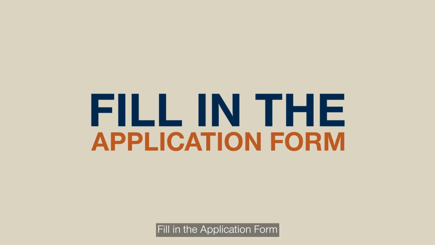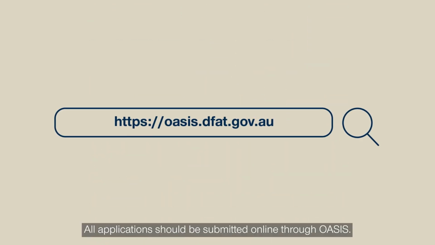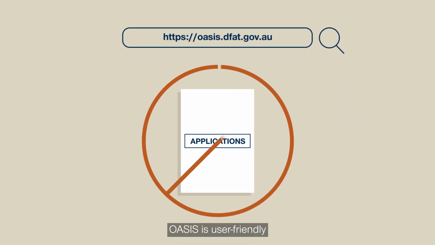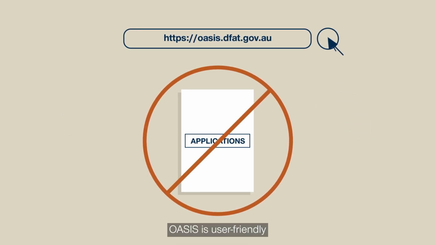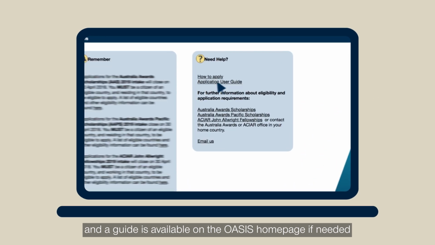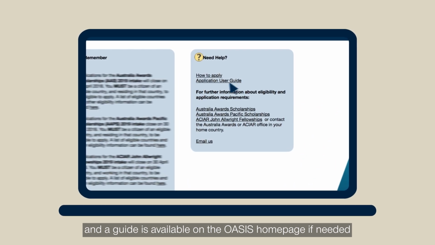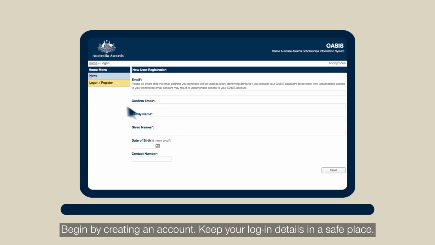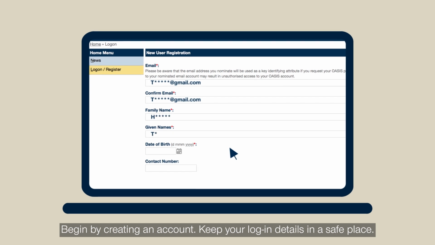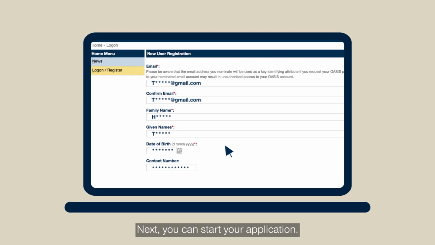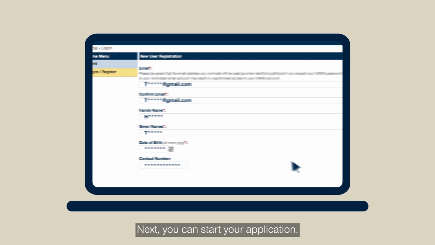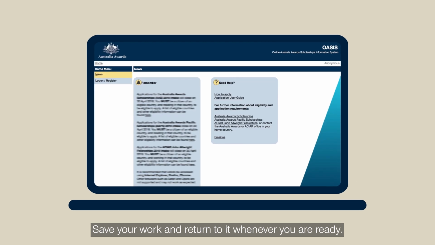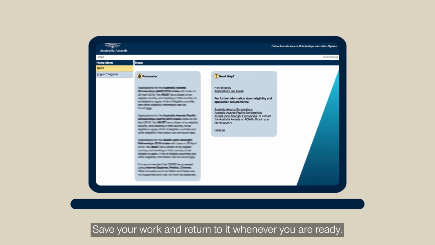Fill in the application form. All applications should be submitted online through Oasis. Oasis is user-friendly and a guide is available on the Oasis homepage if needed. Begin by creating an account. Keep your login details in a safe place. Next, you can start your application. Save your work and return to it whenever you are ready.